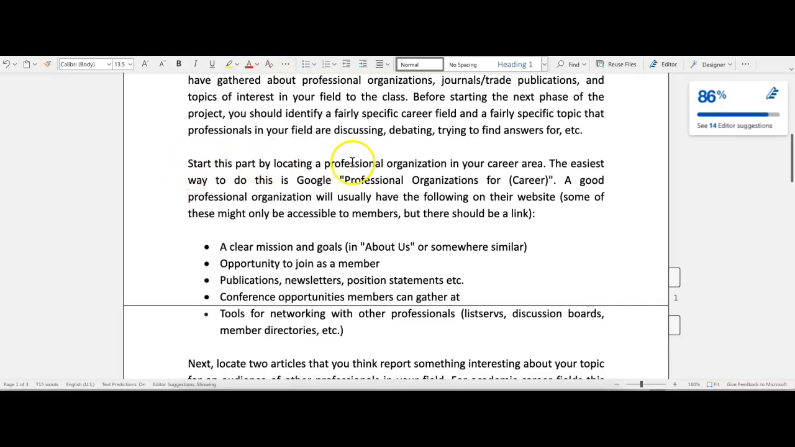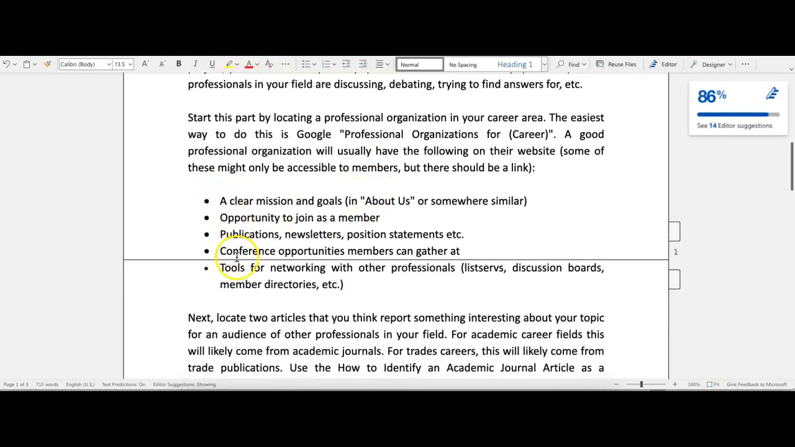So start by locating a professional organization in your career area. The easiest way to do this is to Google professional organizations for whatever career you want to go into. A good professional organization will have these characteristics right here that are in these bullet points. So like I said, professional organizations exist to represent the interests of professionals in that field. They exist to help professionals in that field develop their education and skills, and those kinds of things. So these bullet points cover those aspects of a professional organization. Some students get confused. They think that a professional organization means that it's a place to work at. A professional organization is like a club for people who work in that field.